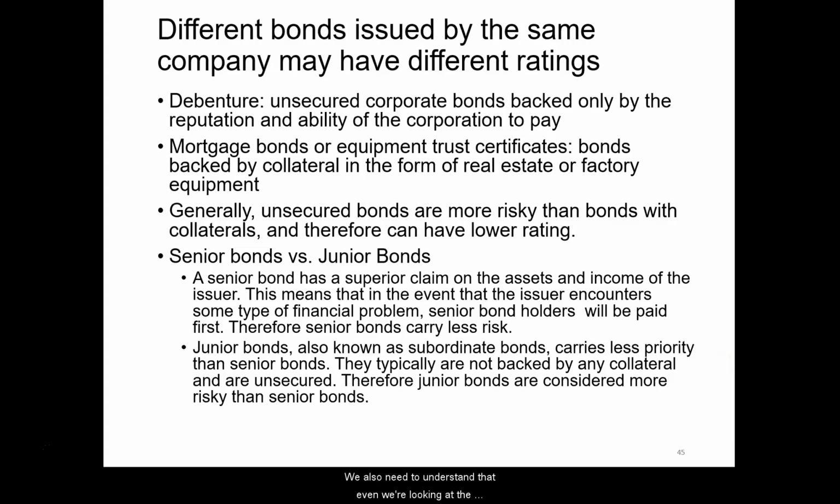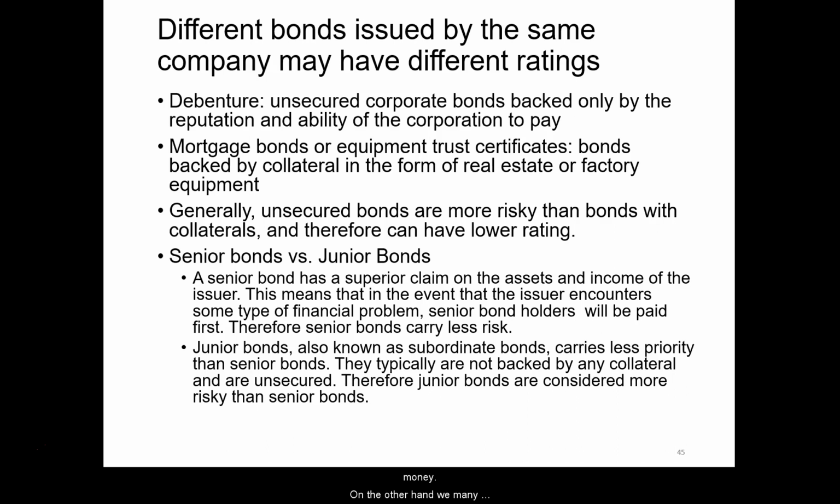We also need to understand that even when looking at the same company, when they issue different bonds, those different bonds issued by the same company may have different ratings. So it really depends on what's promised or what's specified in the bond contract, or what we call indentures. We have debentures, which are unsecured corporate bonds. By unsecured, we mean those bonds are not backed up by assets, or say collaterals, and they are only backed by the reputation and the ability of the company to pay back the money.